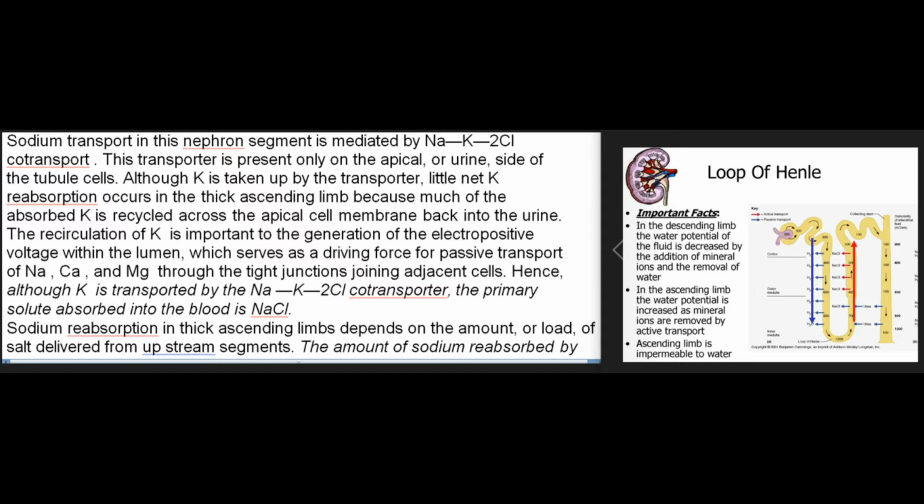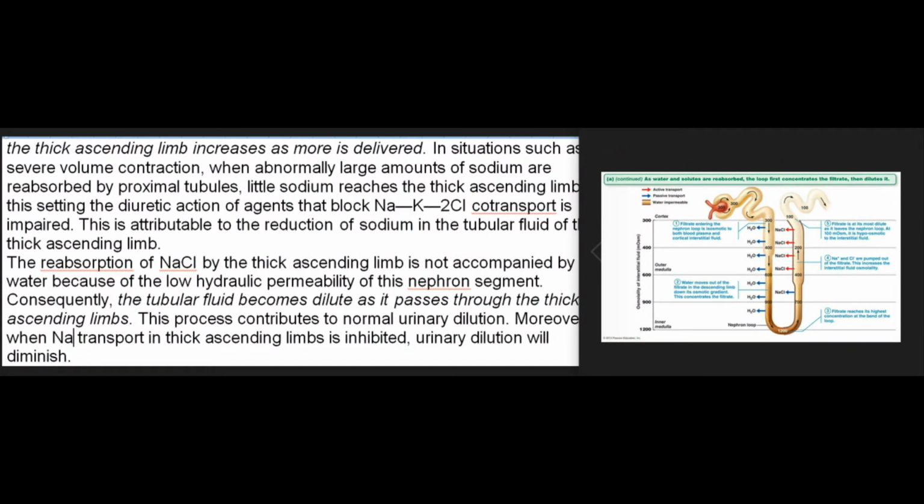Sodium reabsorption in thick ascending limbs depends on the amount, or load, of salt delivered from upstream segments. The amount of sodium reabsorbed by the thick ascending limb increases as more is delivered. In situations such as severe volume contraction, when abnormally large amounts of sodium are reabsorbed by proximal tubules, little sodium reaches the thick ascending limb. In this setting, the diuretic action of agents that block NaK2Cl cotransport is impaired. This is attributable to the reduction of sodium in the tubular fluid of the thick ascending limb.